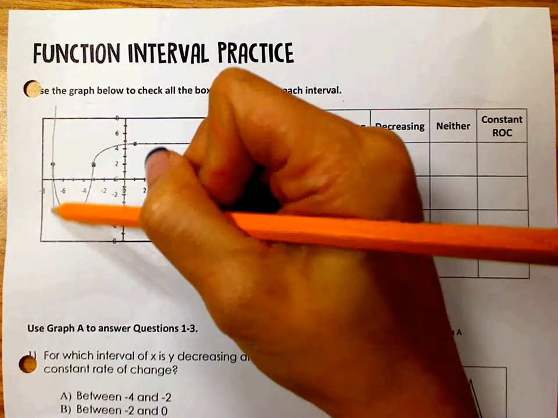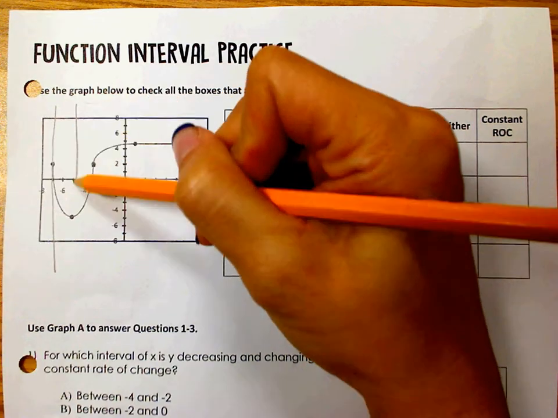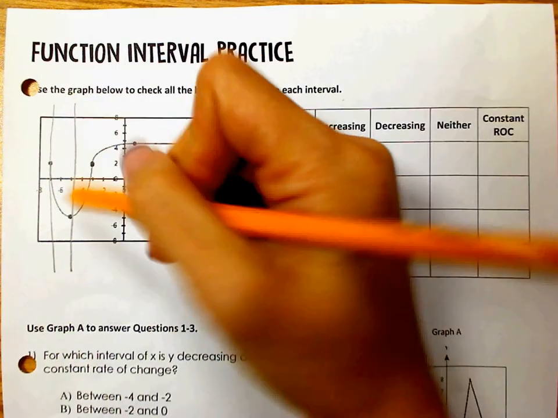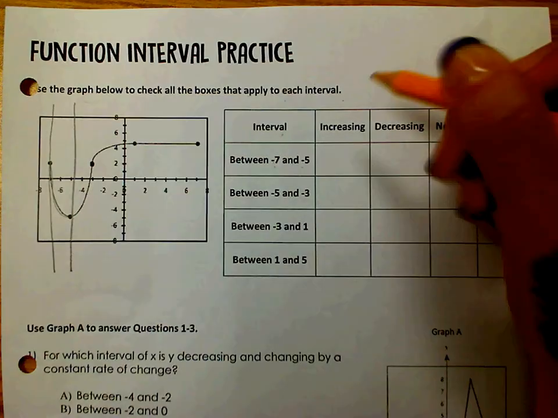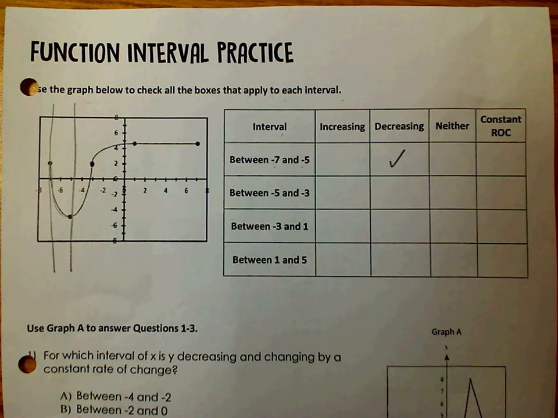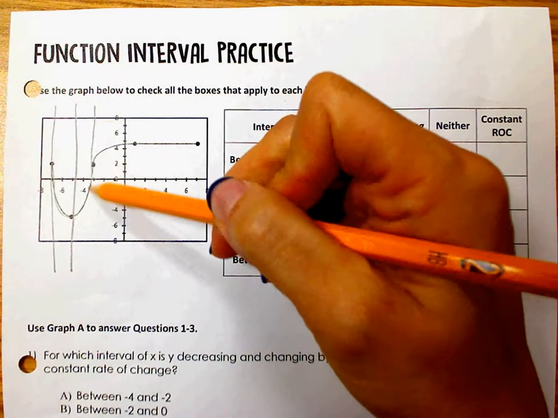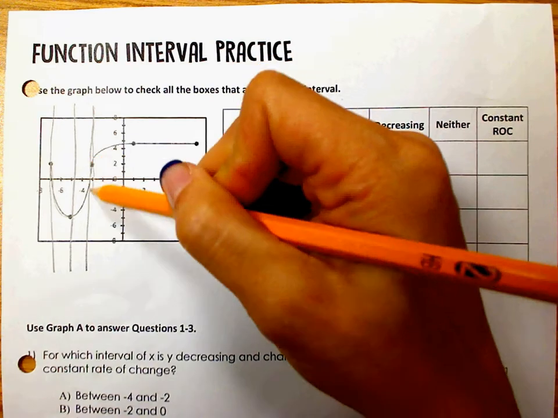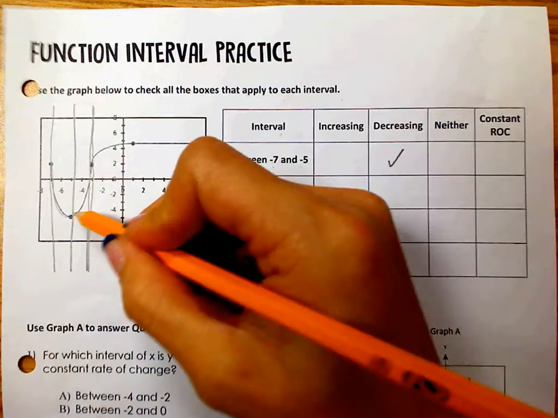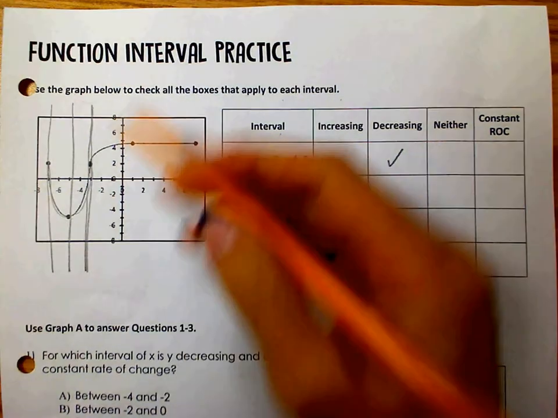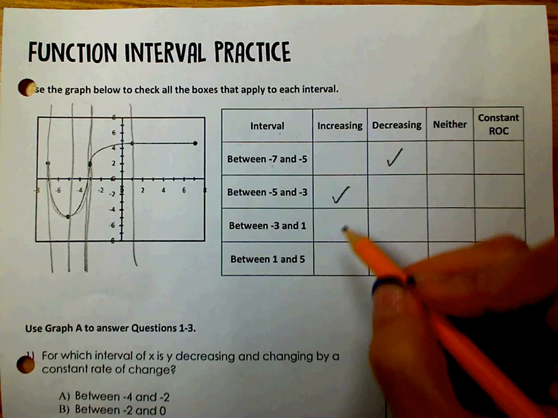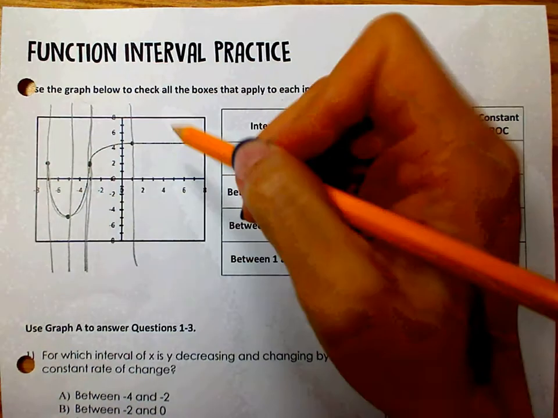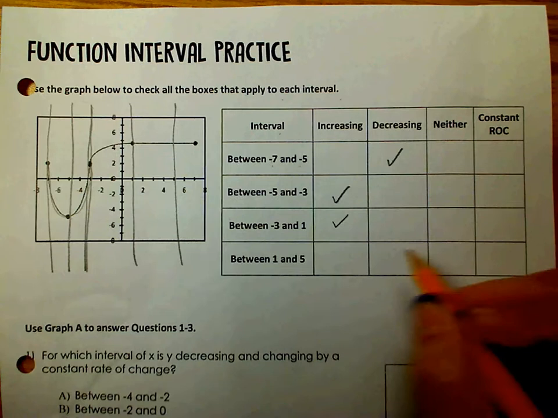So I would draw my boundaries, okay, and the graph here is decreasing. And from -5 to -3, if it helps you to draw right across that -3, it's increasing. And then from -3 to +1, it's increasing as well. And between 1 and 5, okay, neither.